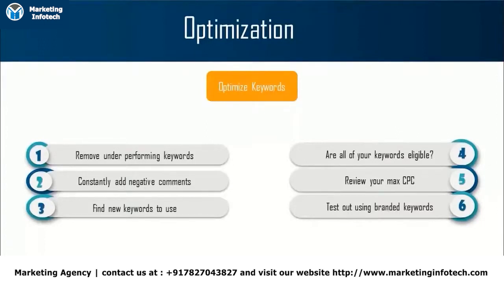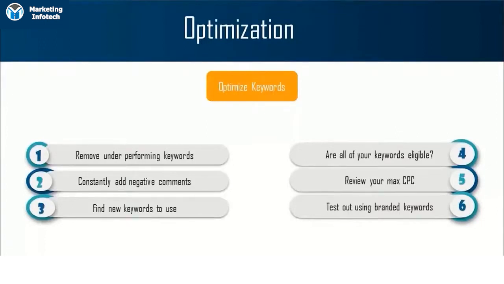Find out new keywords. Again, you need to continuously use the Google tools like keyword tools. Also, from the search report, you will see a lot of new keywords which you can use. Last point, test out branded keywords. Branded keywords are the keywords which use your brand name, for example, Walmart or Edureka. People do not remember the Edureka website. They will just type Edureka and they will get a SERP page. We need to bid on these as well. Let's move to the next point.